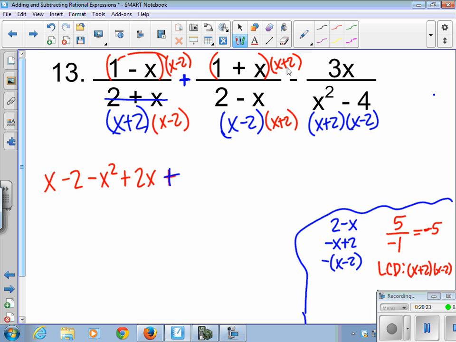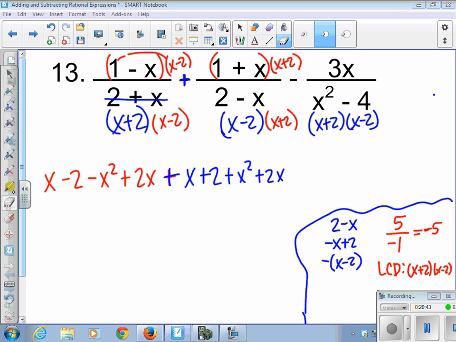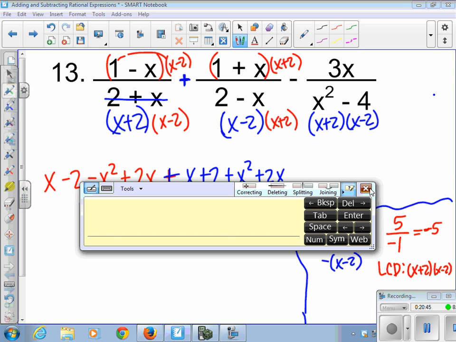And so then 1 times x is x. 1 times 2 is a positive 2. x times x is just a plus x squared. And then x times 2 is going to be 2x. And so I just FOILed out that second fraction. And then I'm not going to write a plus there. I'm going to change colored pencils again, or pens.